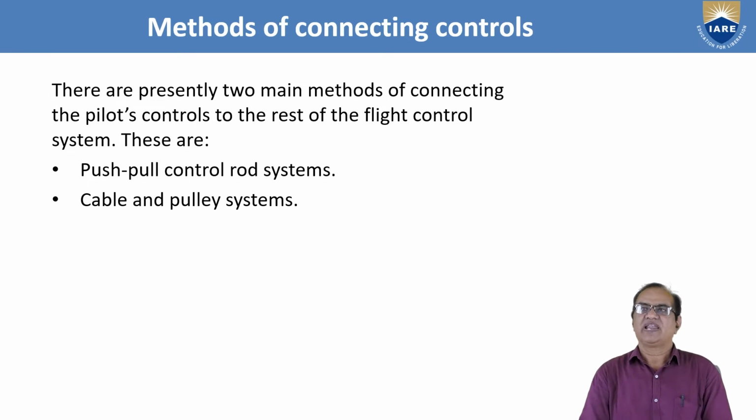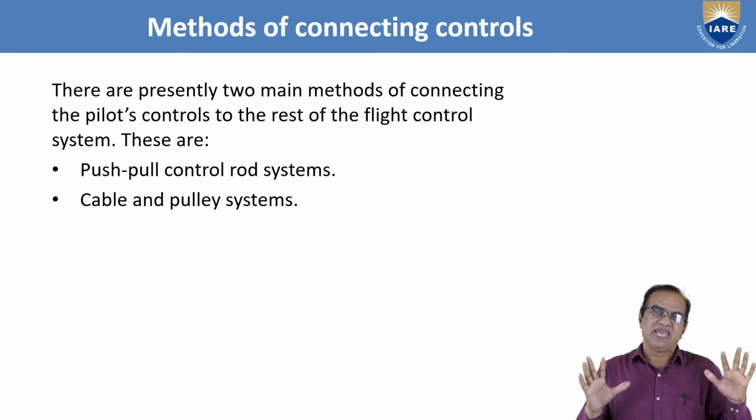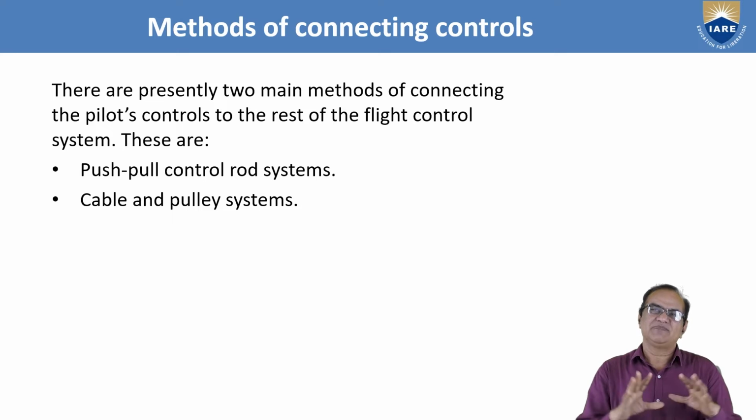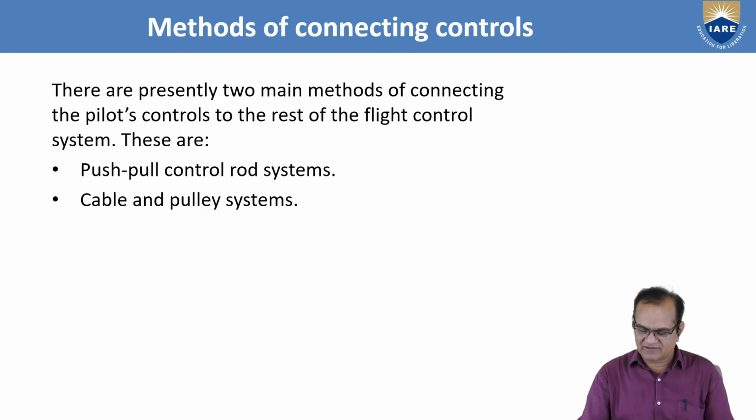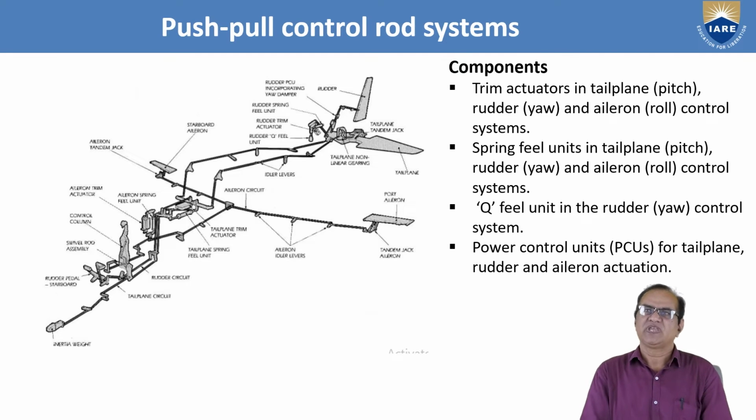Methods of connecting controls. There are presently two main methods of connecting the pilot control to the rest of the flight control, and these are the push-pull control rod system and the cable and pulley system. So these are the two mechanical systems by which we can connect the control from the pilot. One is the push-pull control rod and the other is the cable and pulley system. Here I am describing the push-pull control rod system.